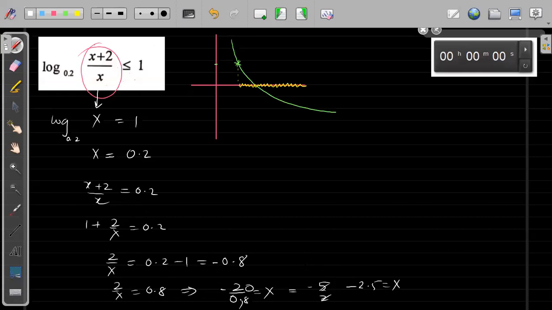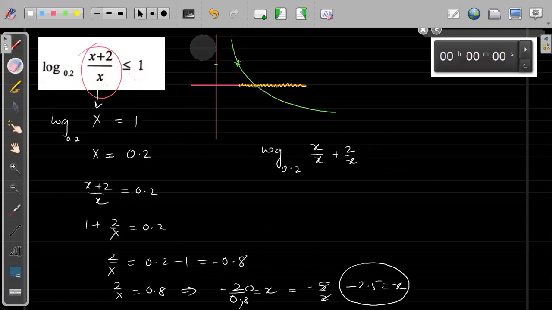Sorry, this is small x. The first thing we got is small x, this part. So small x we got as minus 2.5, right? Now we can write this whole thing as log base 0.2 of (x plus 2) by x is less than or equal to 1. Or I can write it as equal to y, just for simplification. So log base 0.2 of (1 plus 2 by x) equals y.